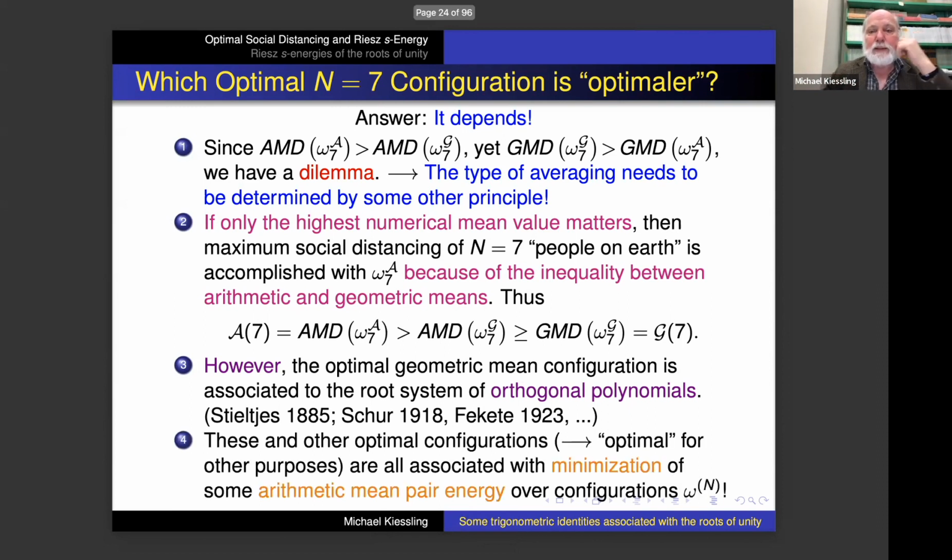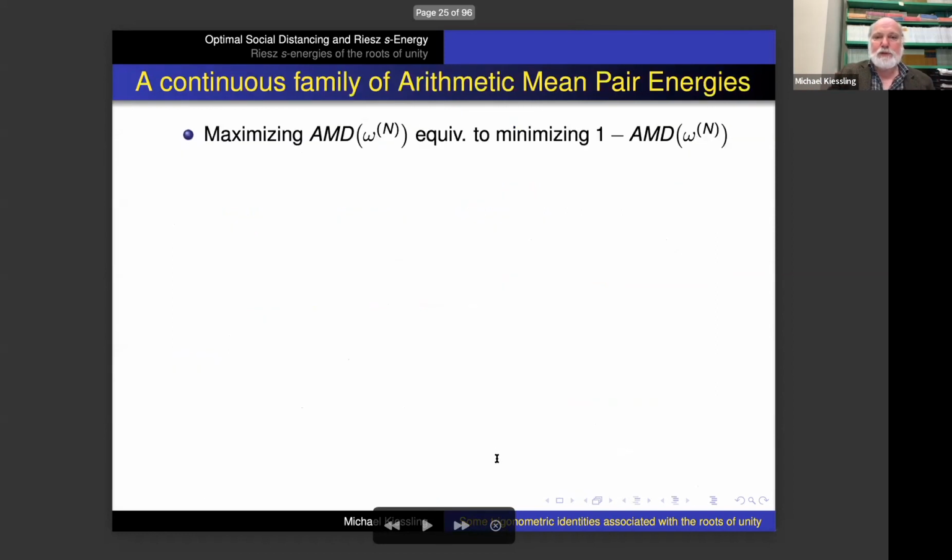But the interesting thing is, of course, that whatever I have talked about so far in terms of social distancing, with geometric mean distance and arithmetic mean distance, you can associate with some minimization of some arithmetic mean pair energy, and that you can generalize to a whole continuous parameter family. So let's look at that briefly.